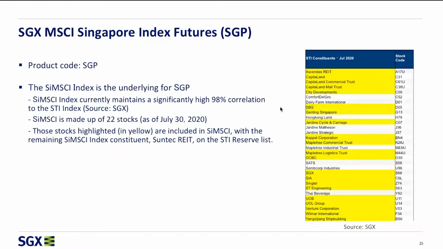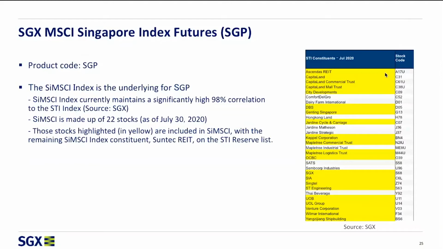Now SiMSCI index, which is the MSCI Singapore index, currently maintains a high correlation of 98% to the STI index. STI, we call that the cash index. So the SiMSCI index by itself has a high correlation to STI. The STI is made up of 22 stocks.